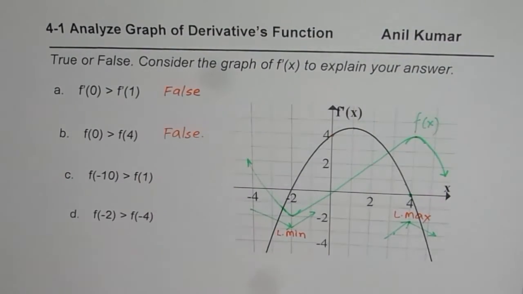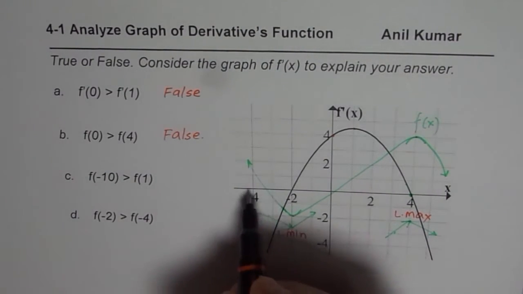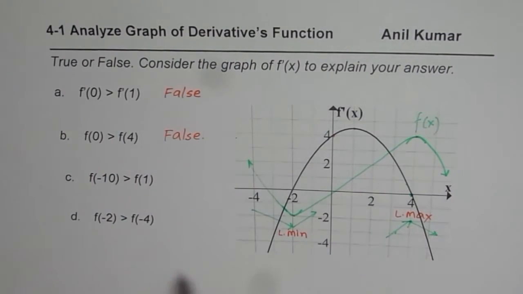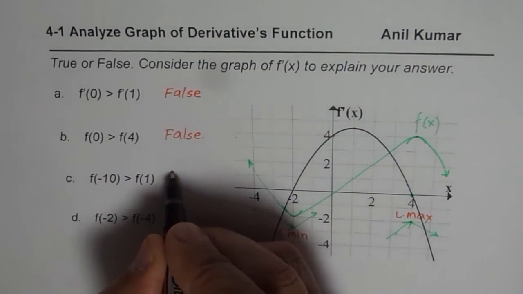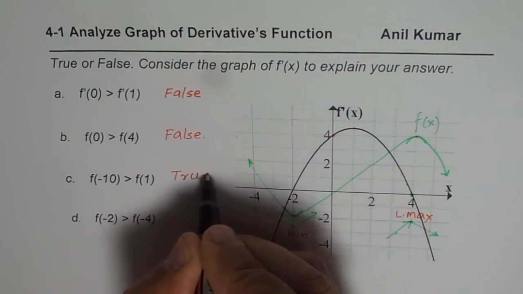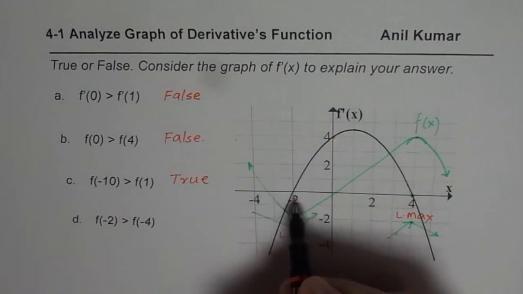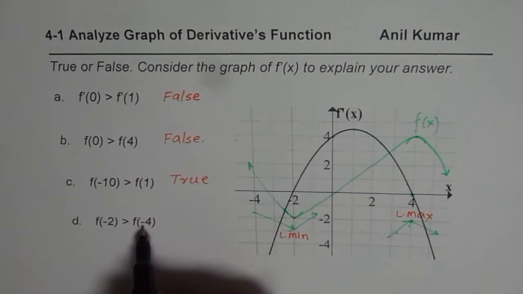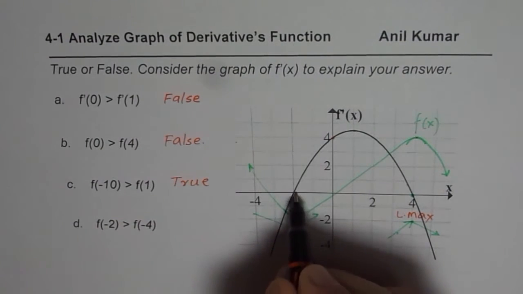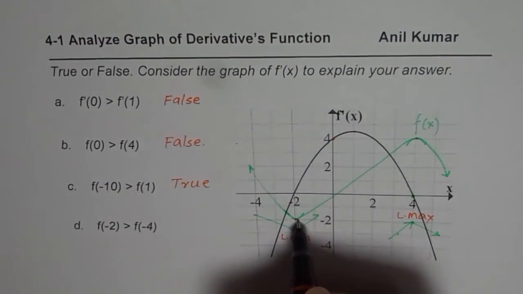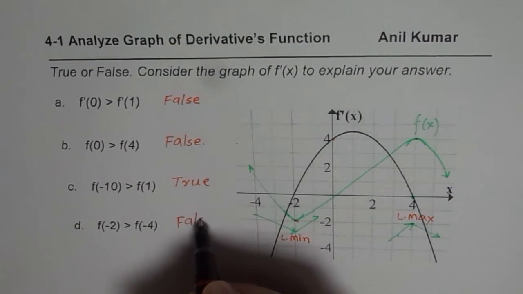Since we know f of 4 is the local maximum. Now f of minus 10. Minus 10 is end behavior. It has to be a very high positive value. F of 1 will be somewhere in between. So f of minus 10 is greater than f of 1, and that is true. F of minus 2 is the local minimum for us. F of minus 4 is on the left side, and in this portion the derivative is negative, so the slope is down for the function. So the value of f of minus 4 is greater, and this is also false.